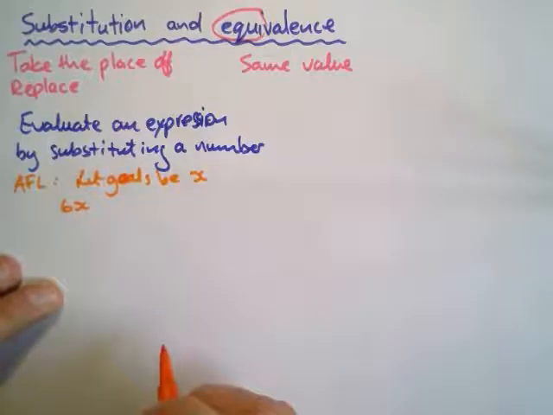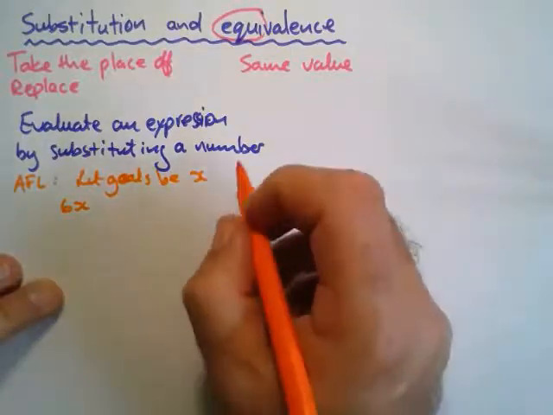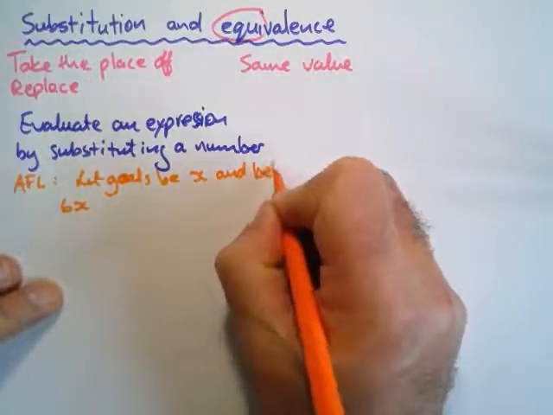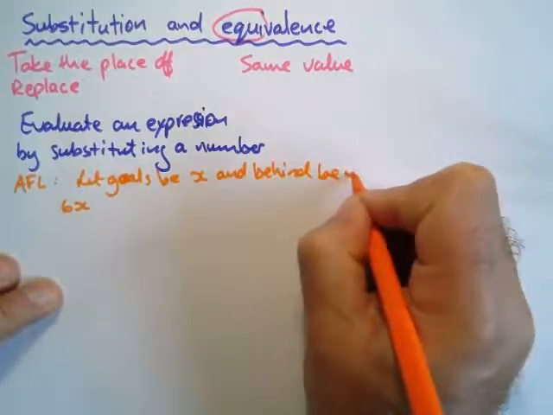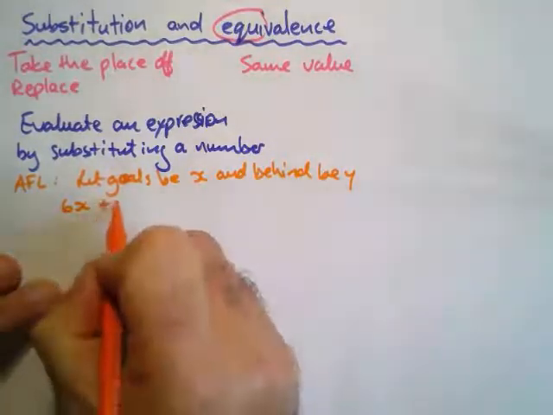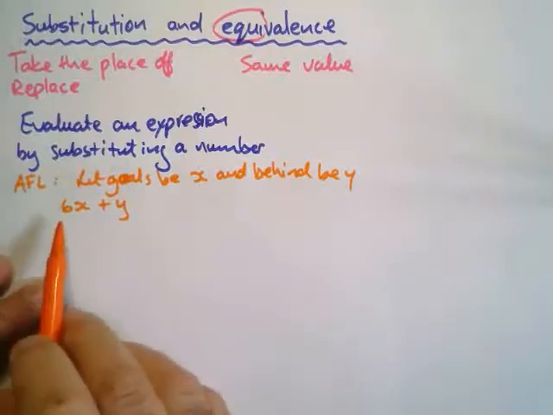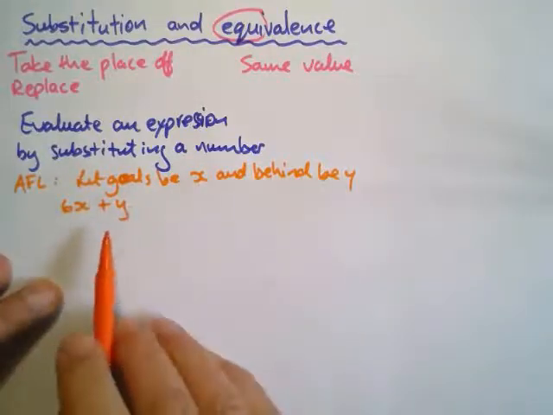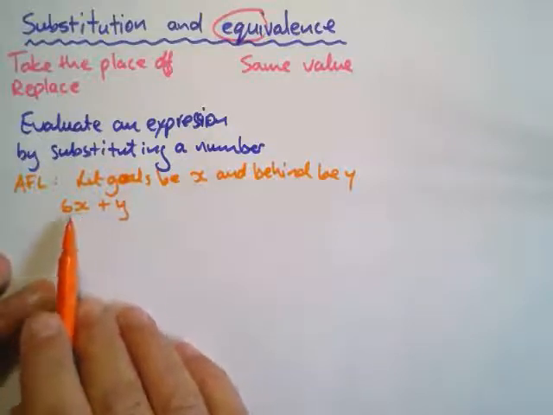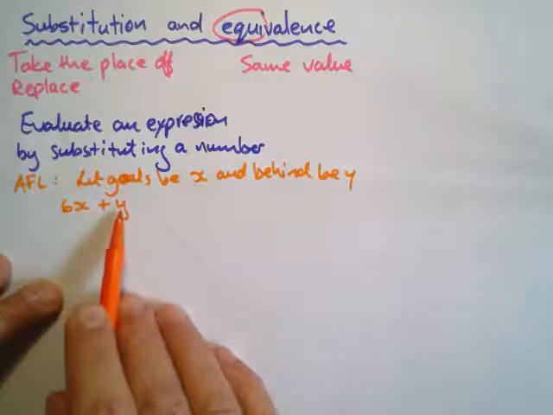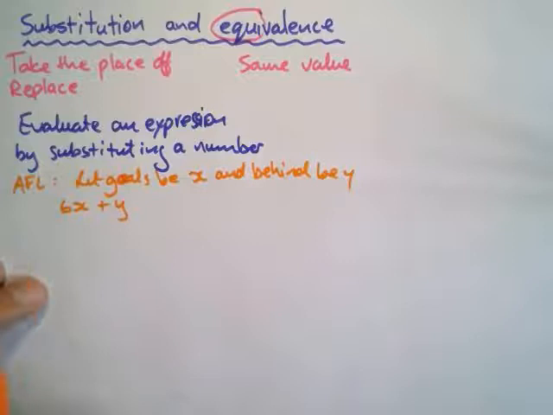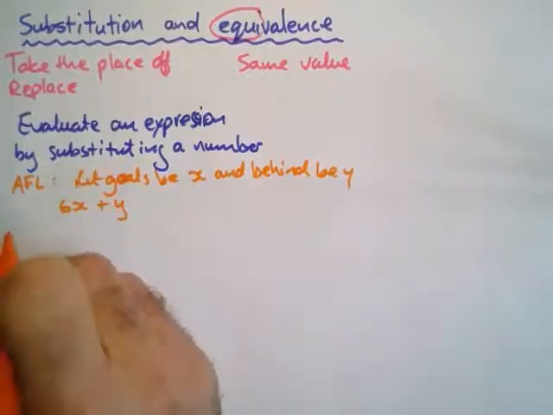The other way of getting points is by getting a behind. So let goals be X and behinds be Y. A behind is only 1 point, which means that it is plus Y. So in AFL, I can calculate the total points of a team by saying 6 times how many goals they had plus how many behinds they had, because behinds are 1 point and goals 6 points.